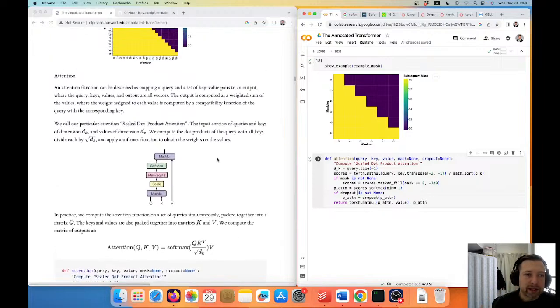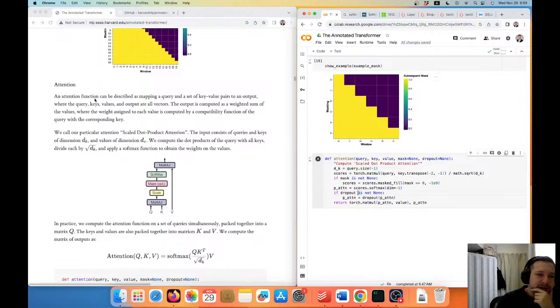Okay, so let's jump into this again. Attention. An attention function can be described as mapping a query and a set of key value pairs to an output, where the query, keys, values, and outputs are all vectors. The output is computed as a weighted sum of the values, where the weight assigned to each value is computed by a compatibility function of the query with the corresponding key.